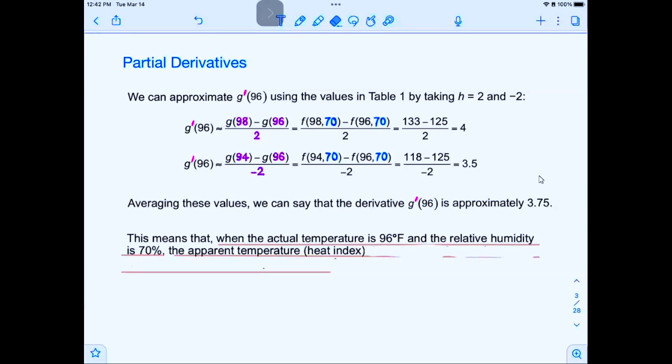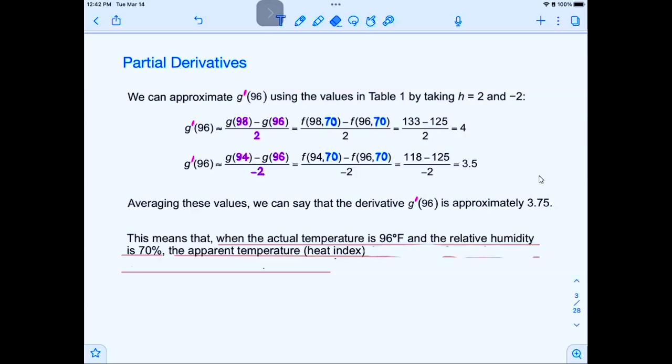And what does it mean? This means that when the actual temperature is 96 degrees Fahrenheit and the relative humidity is 70%, remember we fixed the second component to be 70, and then we let the temperature here vary, then the apparent temperature, which is the heat index, G prime of 96 is about 3.75.